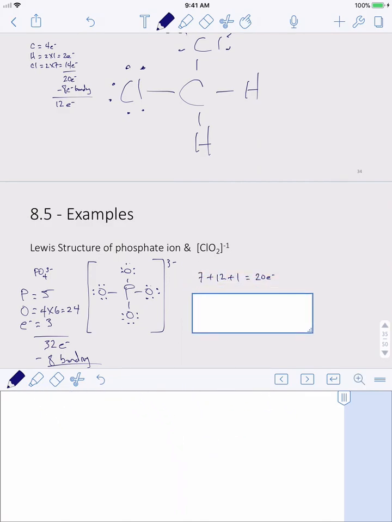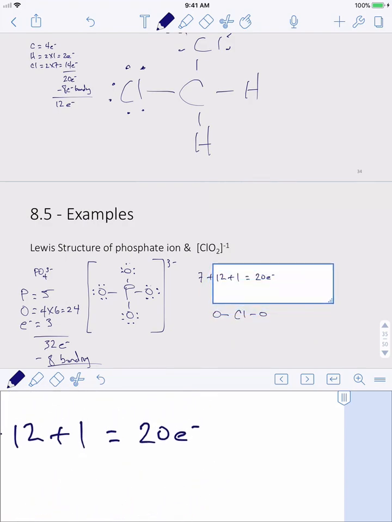Okay, now we come up with our structure. So we have chlorine and oxygen. So we want to put our least electronegative one in the center. And so between chlorine and oxygen, actually they're very close in electronegativity, but oxygen is just slightly more electronegative than chlorine. So we're going to put our chlorine in the center, and we're going to put our oxygens on the outside. Okay? So now we subtract out our bonding electrons. So we have -4 for the 2 bonds, so that means that we have 16 electrons to distribute.